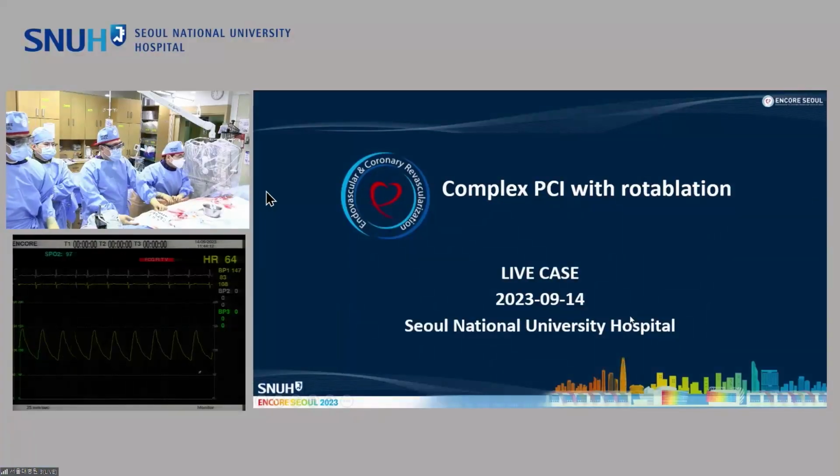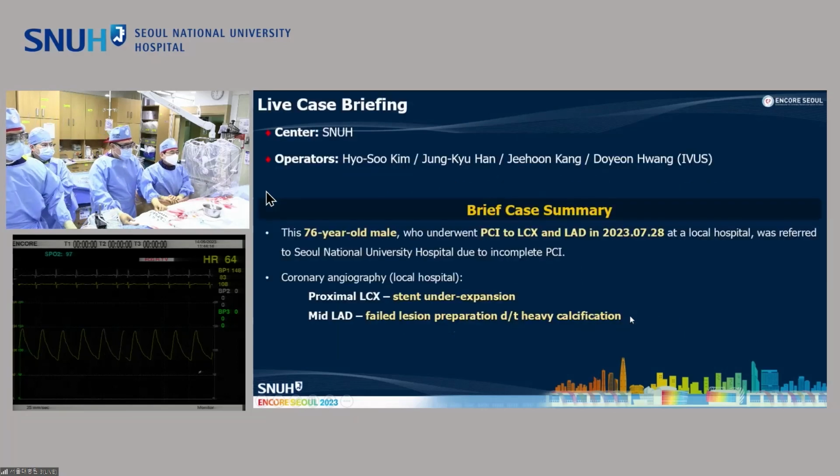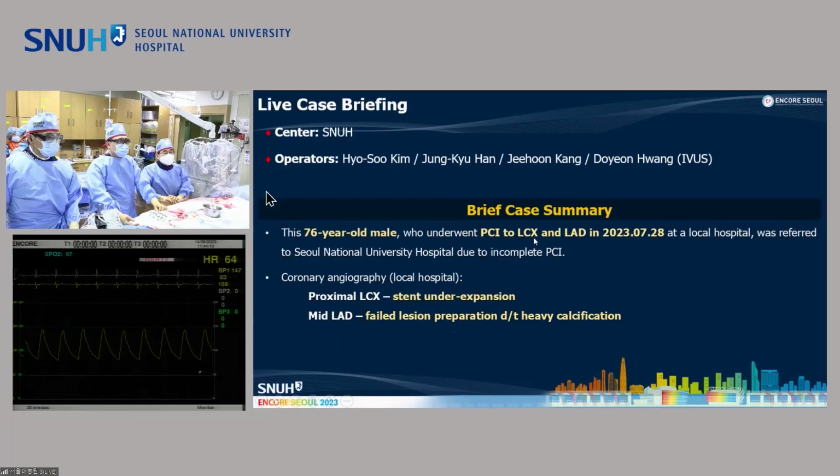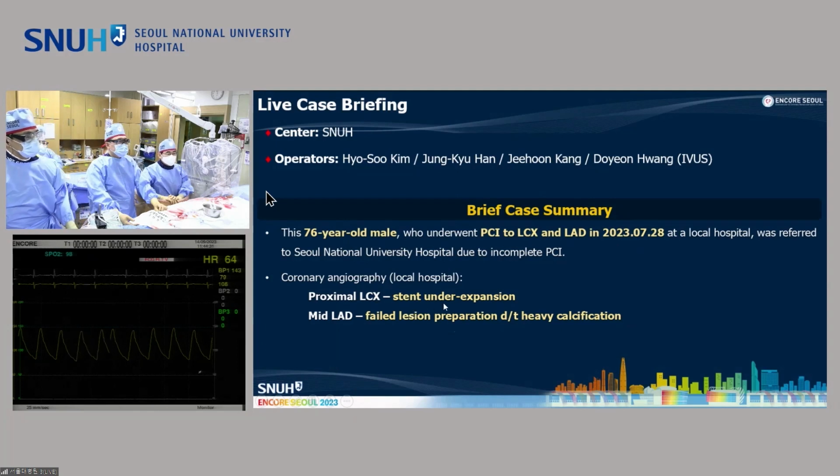Let me introduce my case: complex PCI with ROTA ablation. A 76-year-old male underwent PCI to CIRC and LAD a month ago at a local hospital and was referred to SNU hospital due to incomplete PCI. Angiography showed proximal CIRC stent underexpanded. From left main to mid LAD, there are many tough lesions. Thus, he failed to inflate with balloon due to heavy calcification.